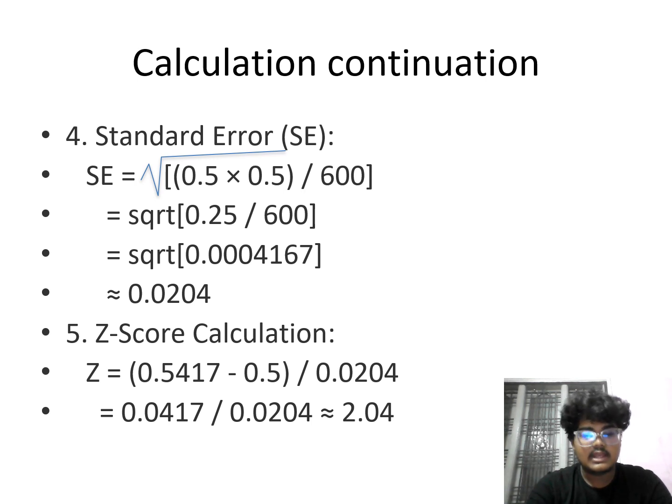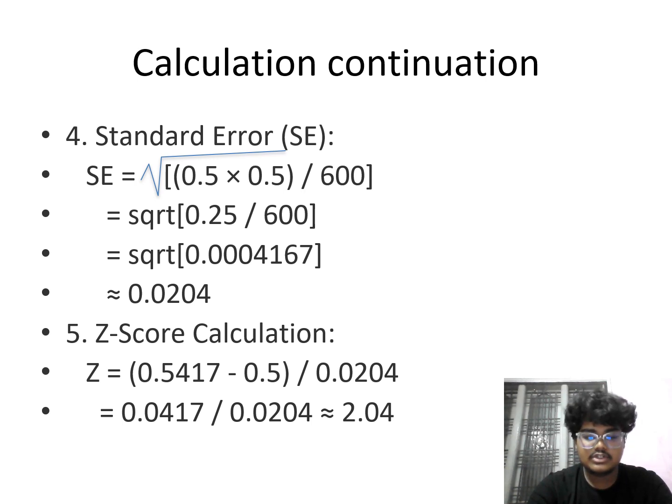We will continue the calculation. The standard error is equal to the square root of 0.5 times 0.5 divided by 600, which is equal to the square root of 0.25 divided by 600, which is equal to the square root of 0.000467, which is approximately 0.0204.